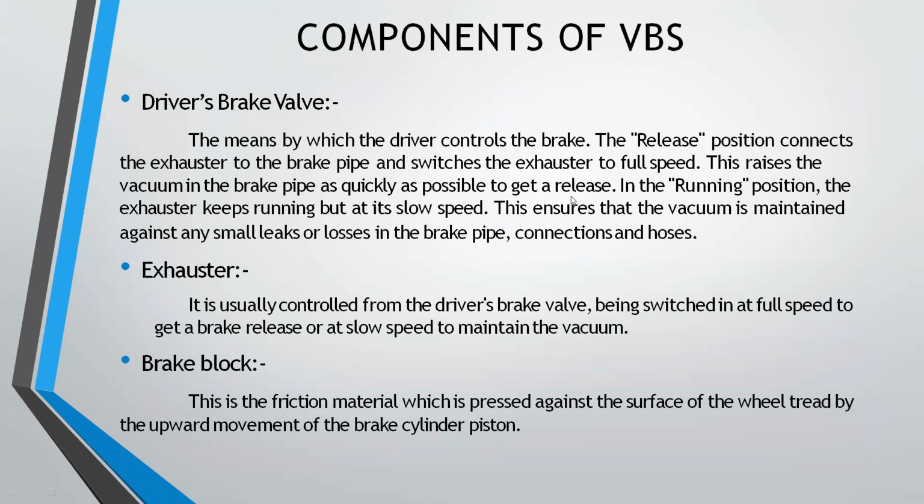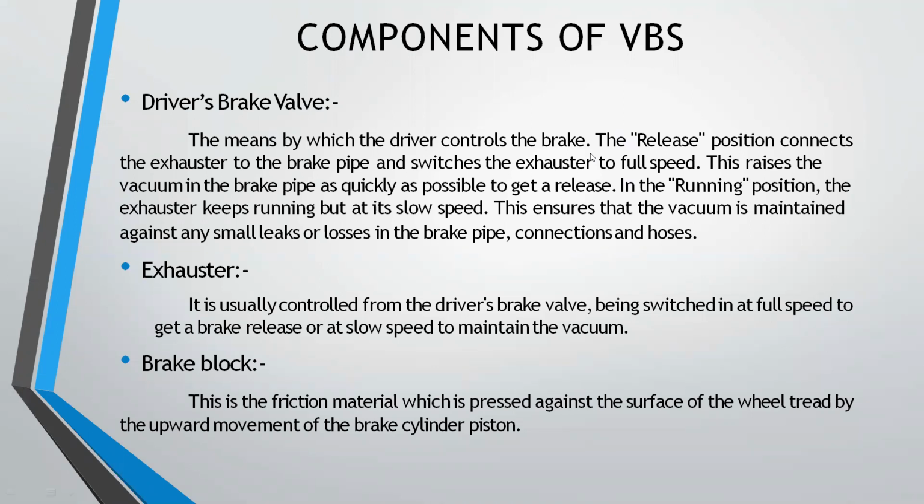What are the components? You can see the driver's brake valve. It means the driver controls the brake. The release position connects the exhauster to the brake pipe and switches the exhauster to full speed, and it raises the vacuum in the brake pipe as quickly as possible to get released. In the running position, the exhauster keeps running but at slow speed. This ensures the vacuum is maintained against small losses in the brake pipe, its connections and hoses.